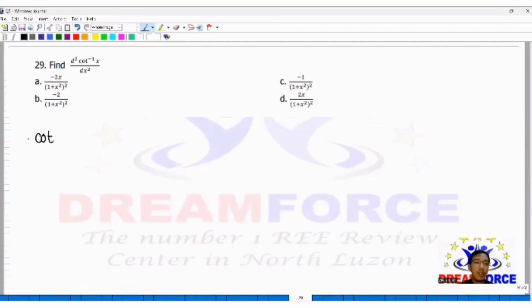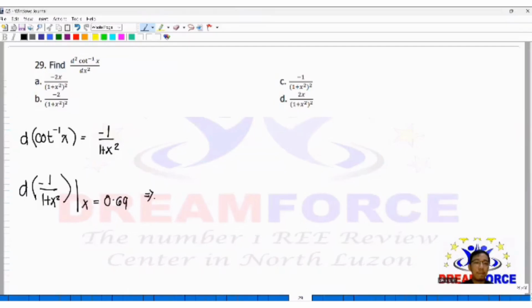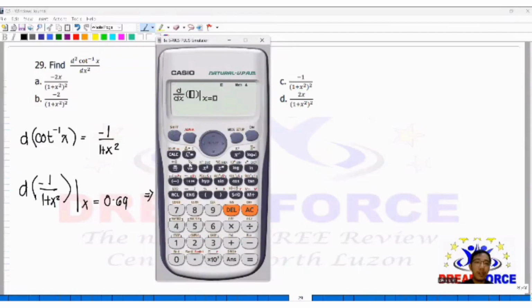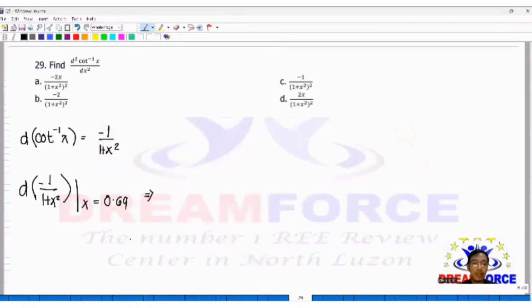So una, hanapin lang muna natin yung derivative ng inverse cotangent from your derivative table. So ano ang derivative ng inverse cotangent of x? That is negative 1 over 1 plus x squared. Ito ay yung i-derive natin. So second derivative, i-derive lang natin si negative 1 over 1 plus x squared. Yung value ng x natin is 0.16. Okay? So derivative ng negative 1 over 1 plus x squared. X is 0.69. So ito po yung papalabasin natin of the choices.